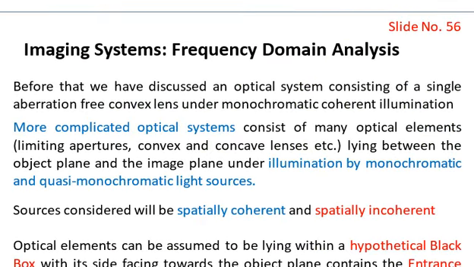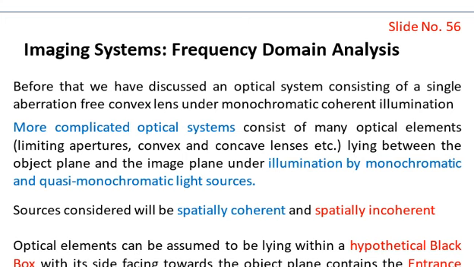Imaging system frequency domain analysis. Before that we have discussed an optical system consisting of a single aberration free convex lens under monochromatic coherent illumination. Here we are going to discuss a more complicated optical system which consists of many optical elements including limiting apertures, convex and concave lenses, etc. lying between the object plane and the image plane under illumination by monochromatic and quasi-monochromatic light sources.